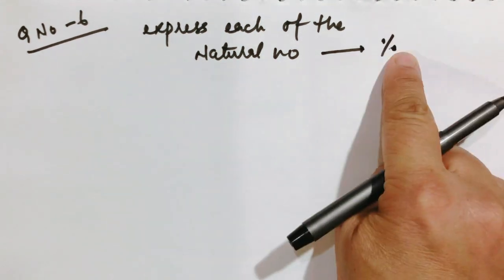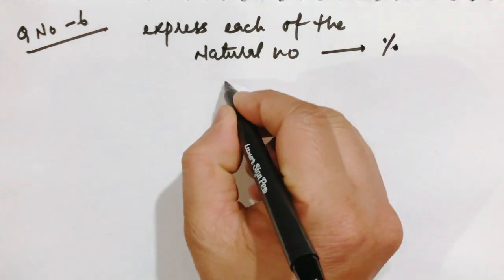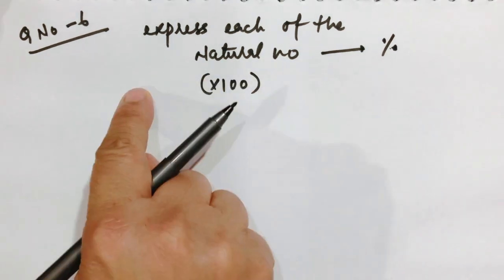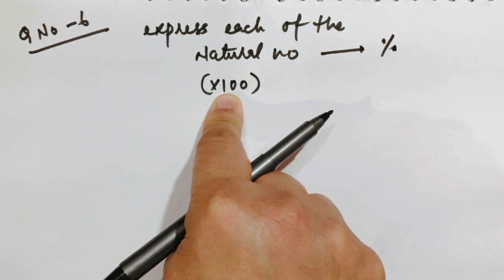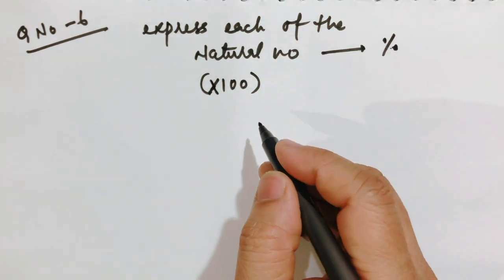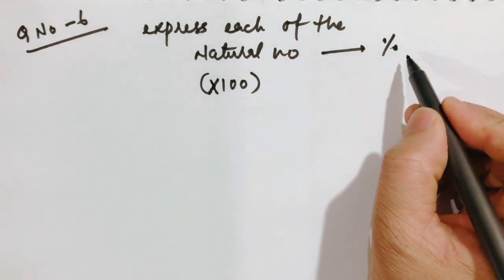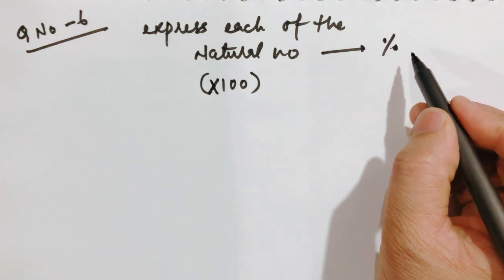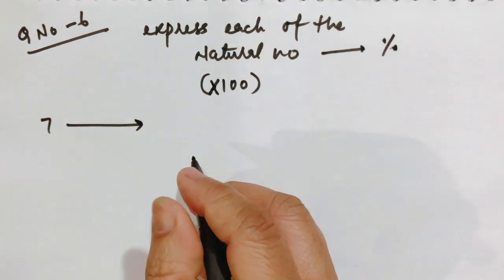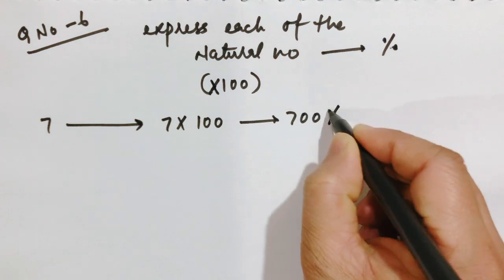In order to convert a fraction to percentage, what did we do? We multiplied it by 100. To convert a decimal number to percent, we multiplied it by 100. Similarly, whether it is a natural number, whole number, whatever number they give, we will have to multiply by 100 in order to get our solution in the form of percentage, isn't it? So they have given us 7. Convert 7 into percentage, no problem. 7 times 100 is equal to 700%.